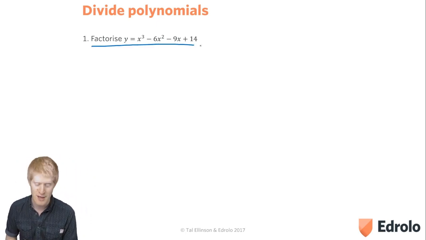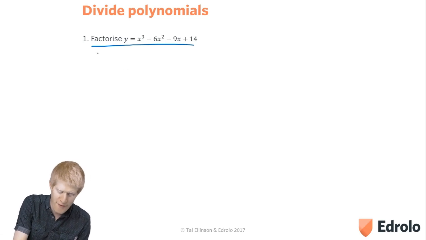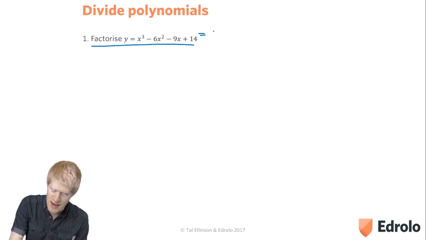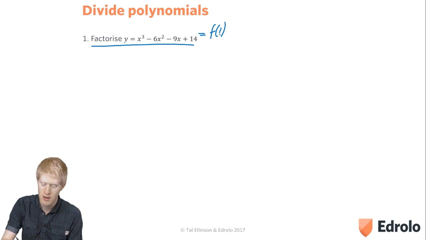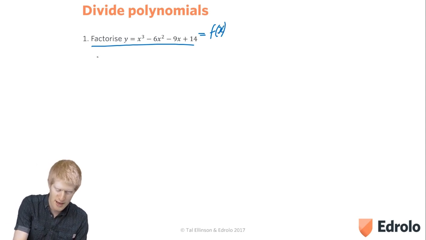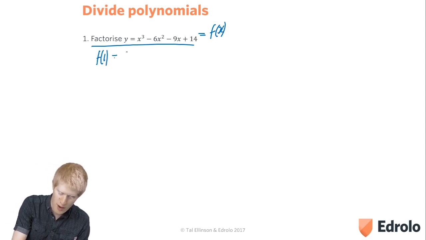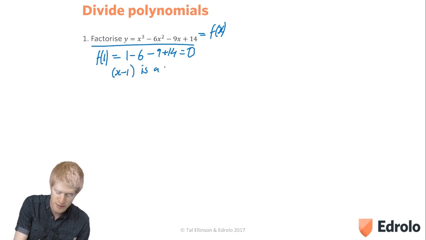So as a reminder, how do we factorize? Well, you want to find a number first that when you sub it in, you can get 0, so f of x. And let's try f of 1. We get 1 minus 6 minus 9 plus 14. That equals 0. And we have that x minus 1 is a factor.